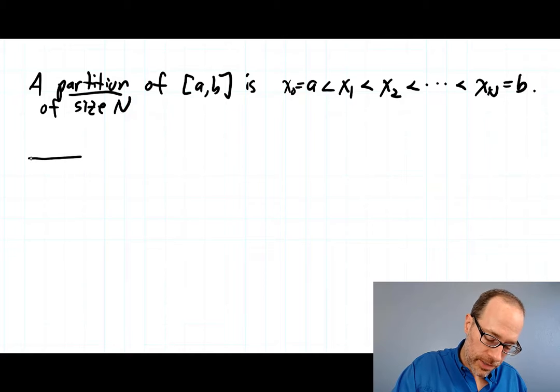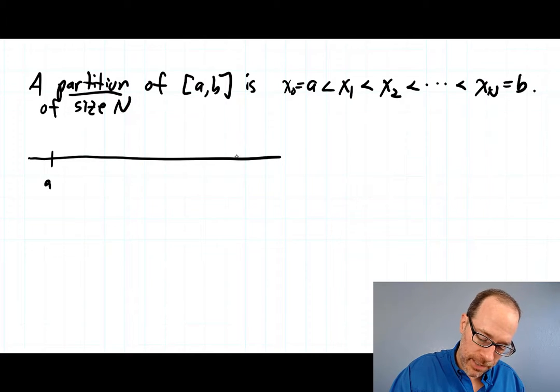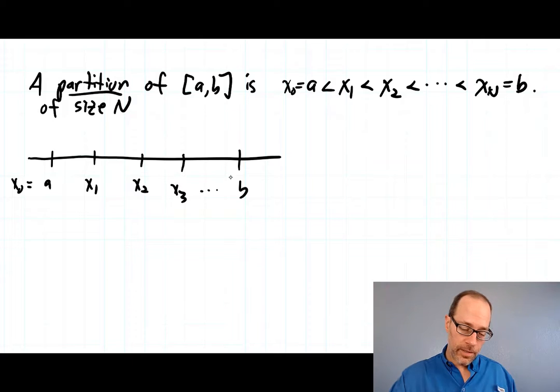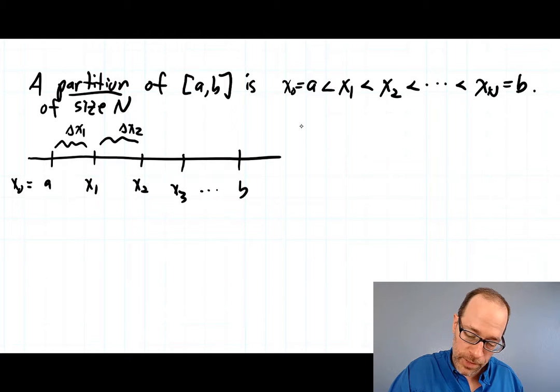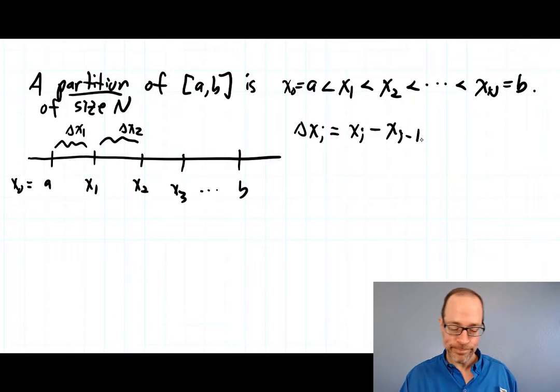So you should think of it as this, a to b. You've got some, this is x naught, this will be x1, this will be x2, x3, and so forth. We define the delta x's just as the width here. This will be delta x1, this will be delta x2, and so forth. So the general formula is that the delta x sub j will be x sub j minus x sub j minus 1.